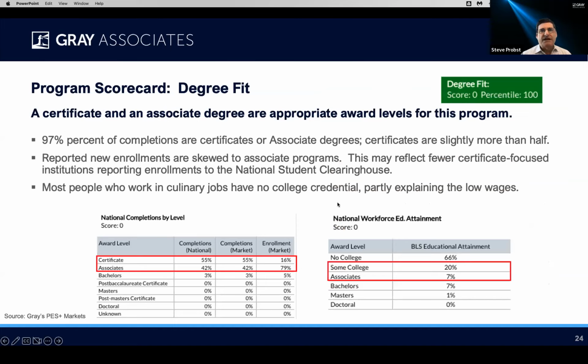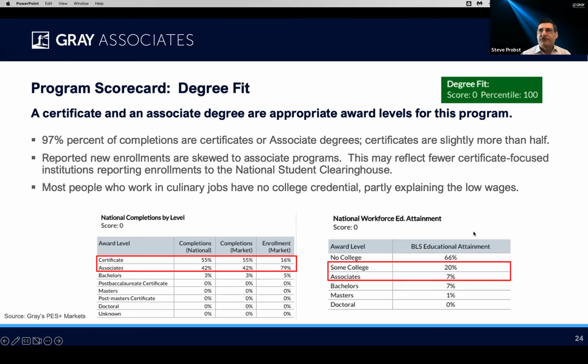The last piece of the program scorecard data is about degree fit. Does it make sense to offer this program at this level? And what we can see is nationally, and we happen to be looking at the national market, 97% of the reported completions are certificate or associates, 3% are bachelors. Enrollment shows a slightly different pattern. We're not sure why. There is a difference in the sampling between what the Clearinghouse gets and what IPEDS has. IPEDS has every Title IV institution. Clearinghouse is something like 96% of completions, but I believe the biggest holes are things like for-profit trade schools. So that may be why we're showing a smaller number on the enrollment piece there, that we are picking up completions, but I'm not sure.